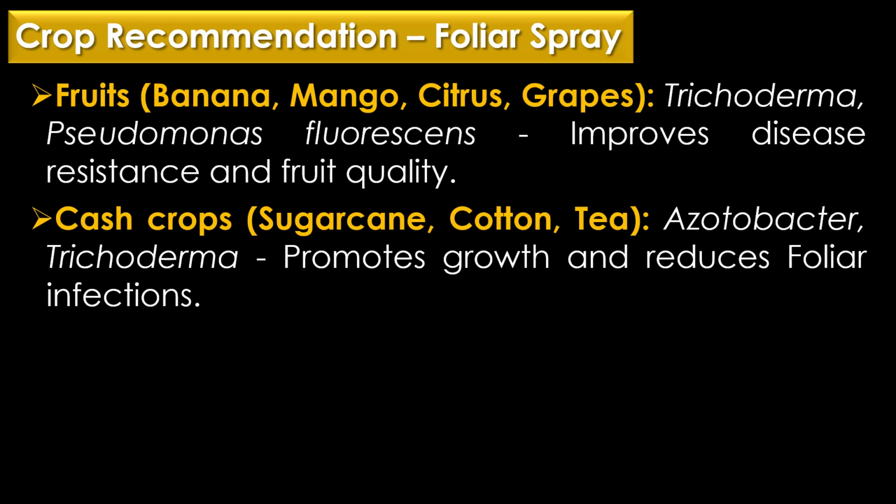For fruits like banana, mango, citrus and grapes, Trichoderma and Pseudomonas fluorescens improve disease resistance and fruit quality. For cash crops like sugarcane, cotton and tea, Acetobacter and Trichoderma species promote growth and reduce foliar infections.